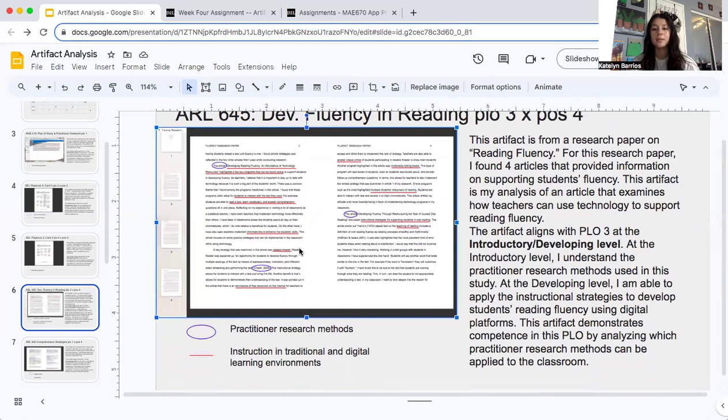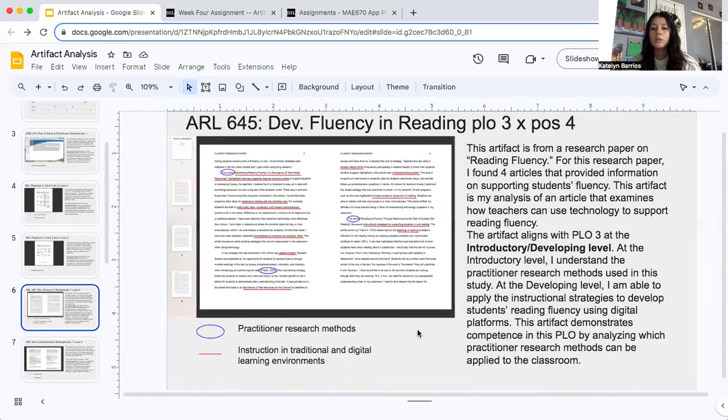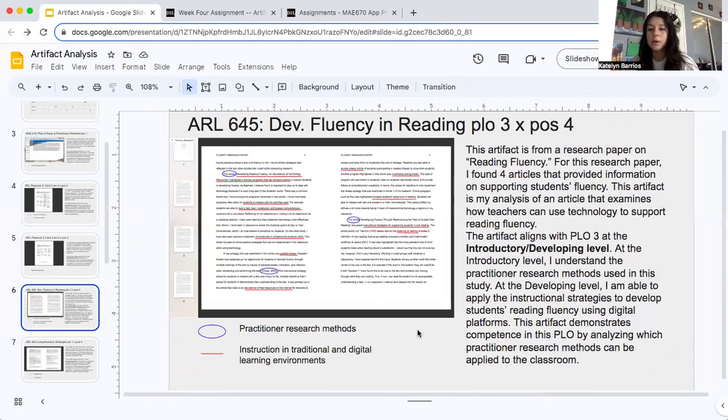This artifact is my analysis of one of the articles that I used for this research paper, and it examines how teachers can use technology to support students' reading fluency. This artifact aligns with PLO 3 at the introductory and developing level. At the introductory level, I understand the practitioner research methods that were used in this study. And at the developing level, I am able to apply the instructional strategies to develop students' reading fluency using these digital platforms that were reflected in the research study.